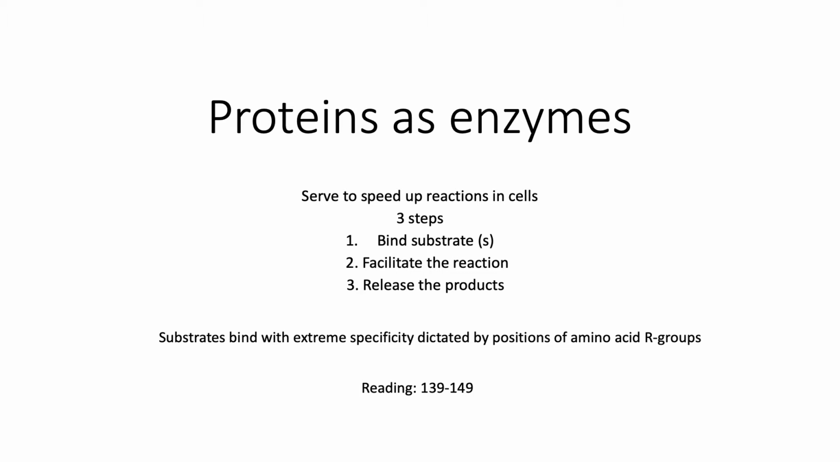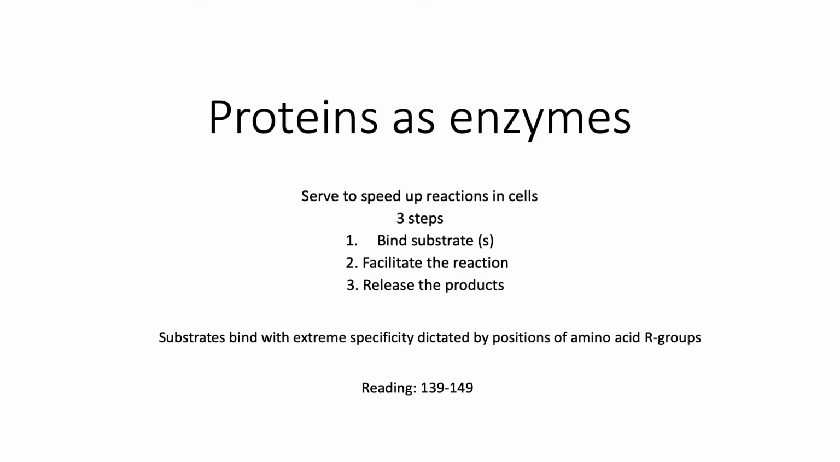But here we're going to be talking about proteins as enzymes, and what enzymes do is they serve to speed up reactions in cells. I'll give you an example in a minute of some types of enzymes. And there's three basic steps, and two of them I want to talk in a little bit more detail about. They basically work like this: they bind the substrate. Let's say the substrate is glucose, and we want to break down glucose. So it binds the substrate, and the binding is extremely specific, and then it facilitates the reaction that needs to take place, and then it releases the products. The substrates bind with extreme specificity. The enzymes are highly targeted to specific substrates. We'll look at that in a minute, and that depends on the positions of particular amino acid R groups.